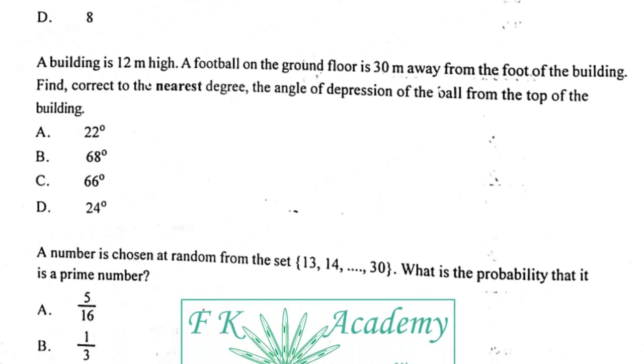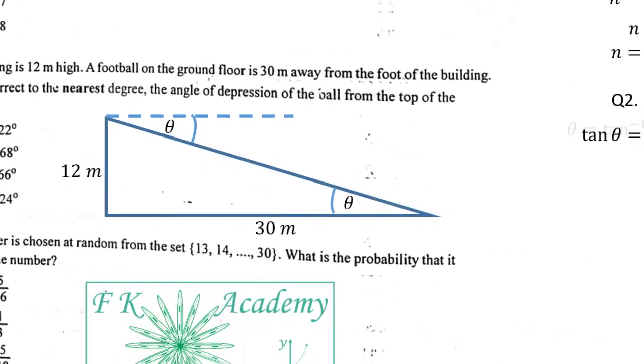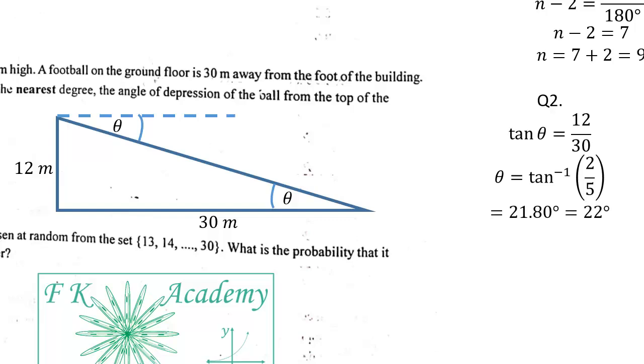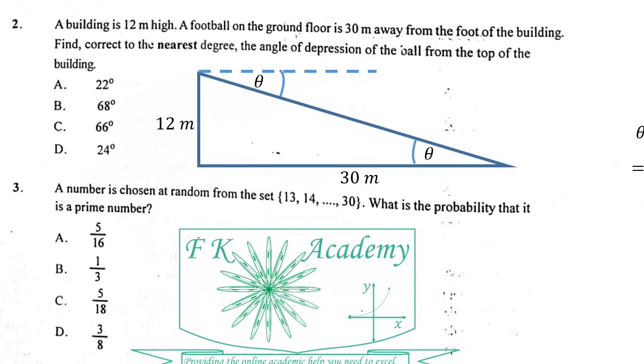A building is 12 meters high. A football on the ground floor is 30 meters away from the foot of the building. Find, correct to the nearest degree, the angle of depression of the ball from the top of the building. So the angle of depression will be 22 degrees.